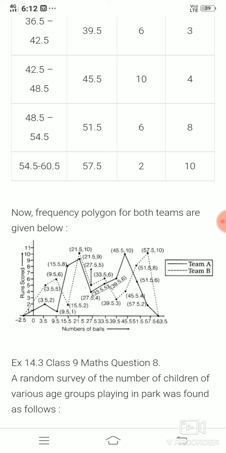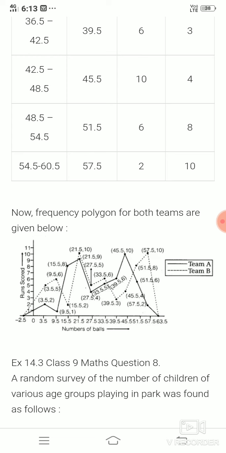For the points, class mark comma frequency is the first point, class mark comma frequency is the second point, and so on. Mention it in your graph also: for team A a dotted line, for team B a dark line. For team A, 3.5 comma 5, so in the y axis you can mark 1, 2, 3, 4, 5 up to 11, and in the x axis 0, 3.5, 9.5, 15.5 as mentioned.